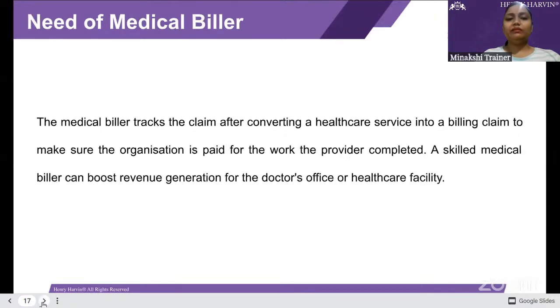And why do we need a biller? Because billers will track the claim and make sure the particular organization is paid on time. So the medical biller plays a bridge between the insurance company and the provider. Medical billers and medical coders play a very important role in the revenue generation of any country or any provider end.